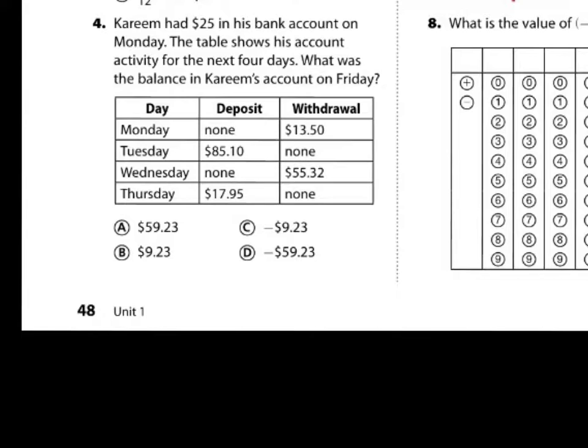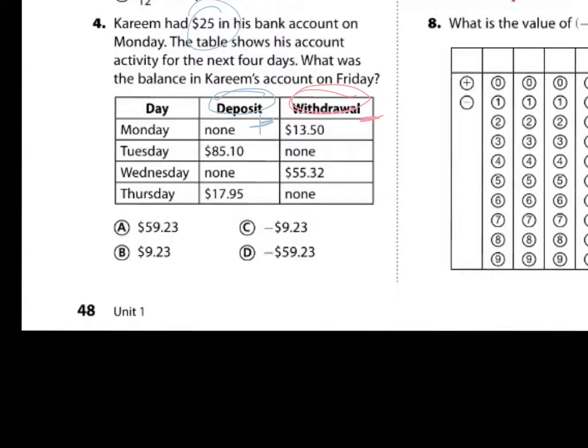Number 4, Kareem had $25 in his bank account on Monday. Circle that. The table shows his account activity for the next 4 days. What was the balance in Kareem's account on Friday? Look at these two words. I have deposit and I also have withdrawal. Okay, deposit means I am adding money to my account. And withdrawal means I am subtracting money from my bank account. When you grow up, you're going to need to know these. You should already know them.